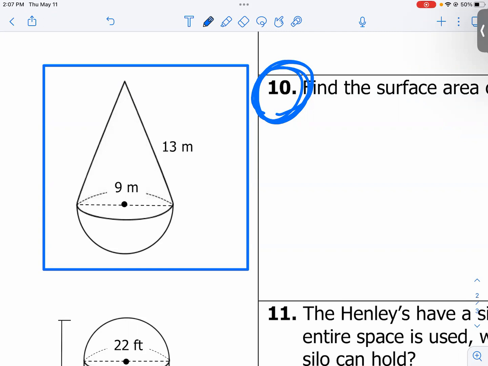Okay. Up here, I have the surface area formulas for the full sphere and the full cone. But what part of the cone do we really only have?